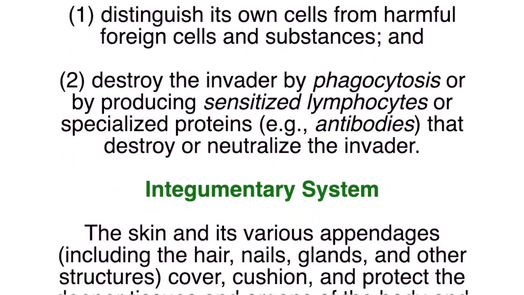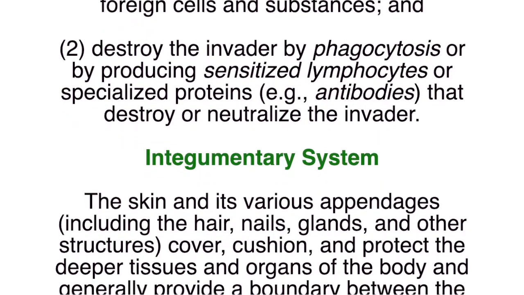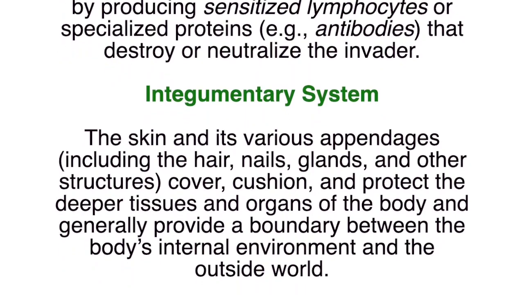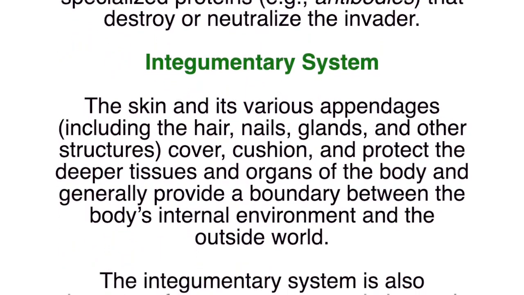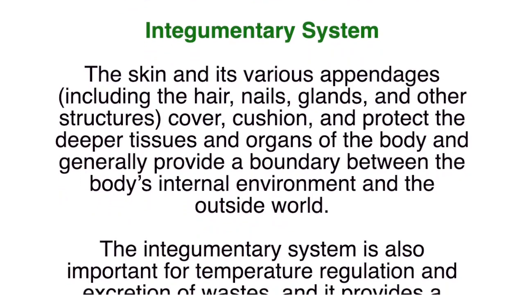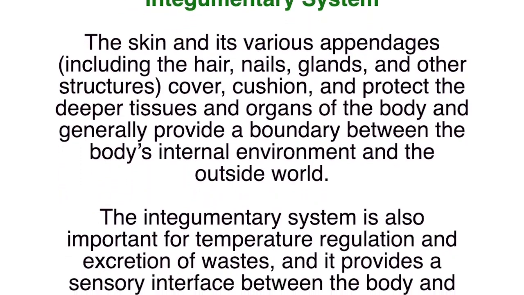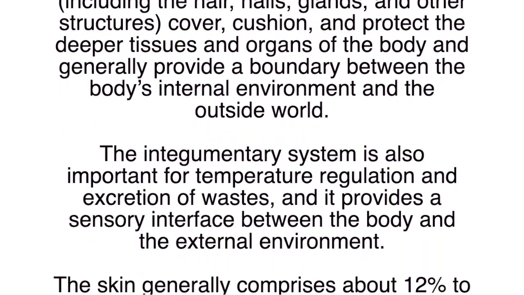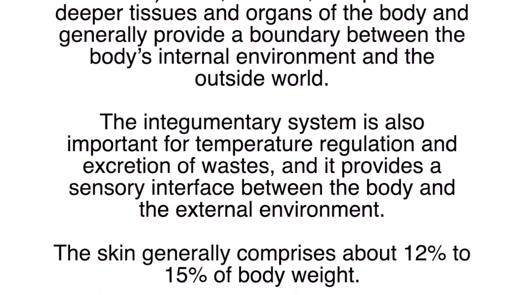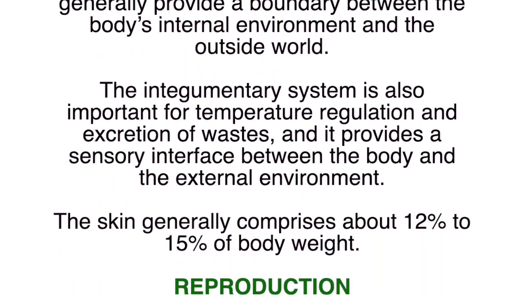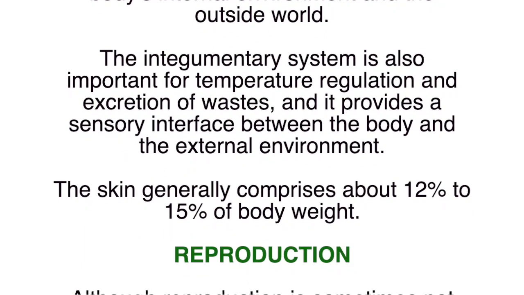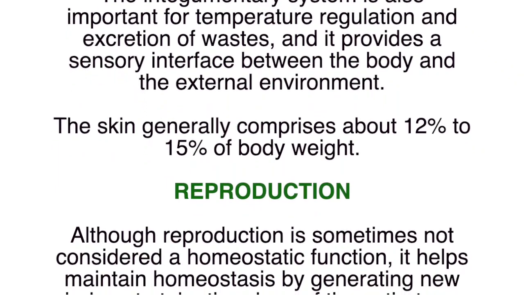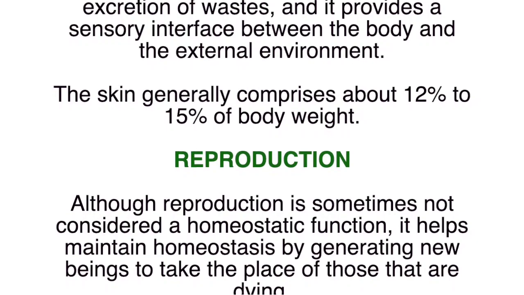Integumentary system. The skin and its various appendages, including the hair, nails, glands, and other structures, cover, cushion, and protect the deeper tissues and organs of the body and generally provide a boundary between the body's internal environment and the outside world. The integumentary system is also important for temperature regulation and excretion of waste, and it provides a sensory interface between the body and the external environment. The skin generally comprises about 12 to 15% of body weight.